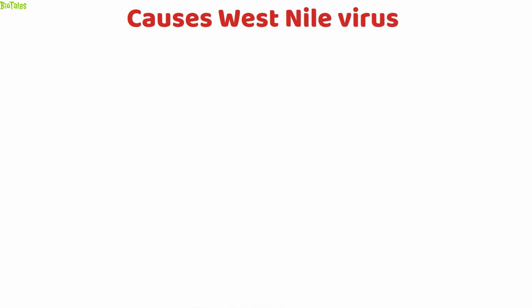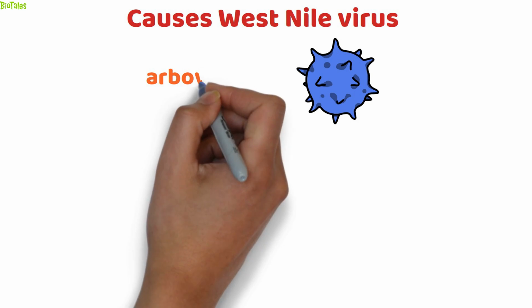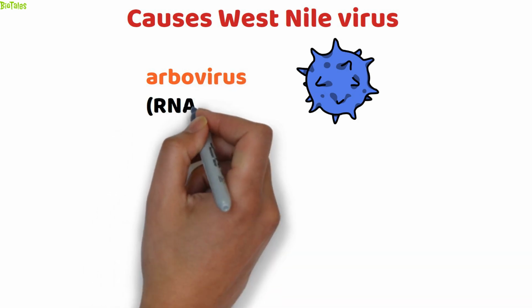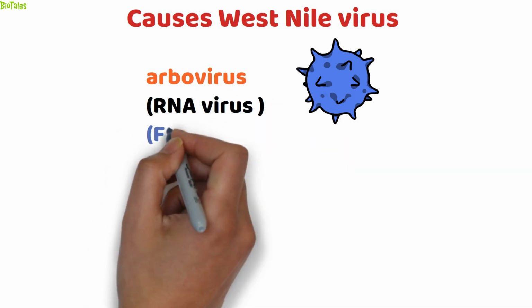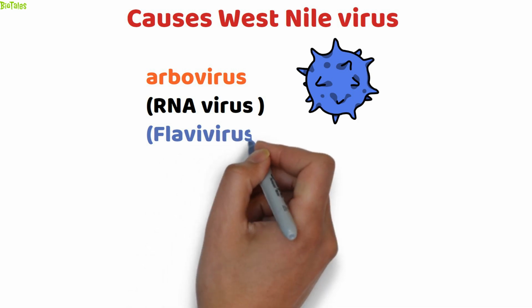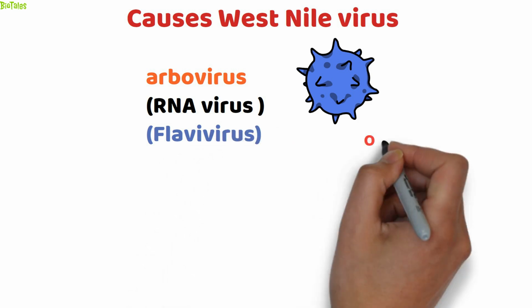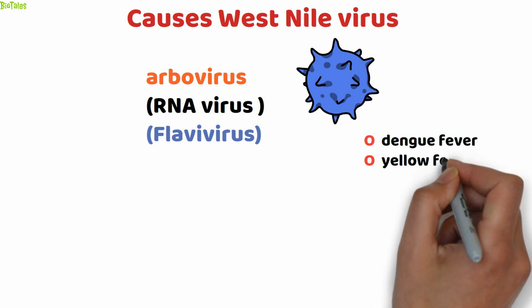Now we see what are the causes of West Nile virus. West Nile virus is caused by an arbovirus, specifically an RNA virus in the genus Flavivirus. This type of virus is similar to those that cause dengue fever, yellow fever, and Zika.